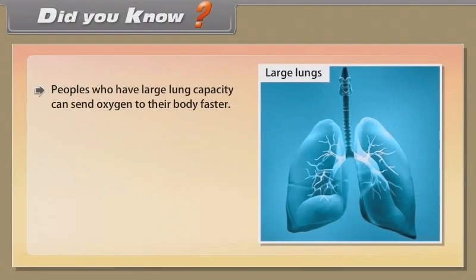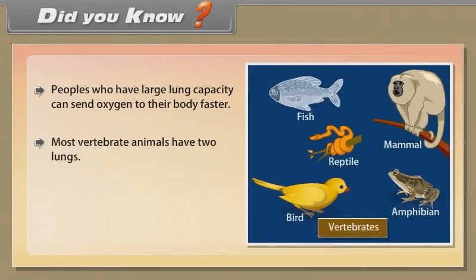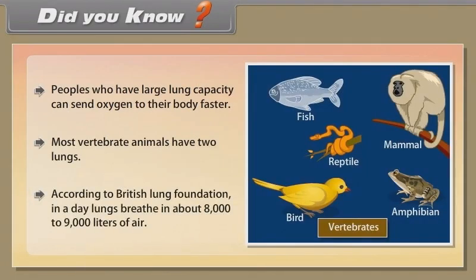Did you know people who have large lung capacity can send oxygen to their body faster? Most vertebrate animals have 2 lungs. According to British Lung Foundation, in a day, the lung breathes in about 8,000 to 9,000 litres of air.